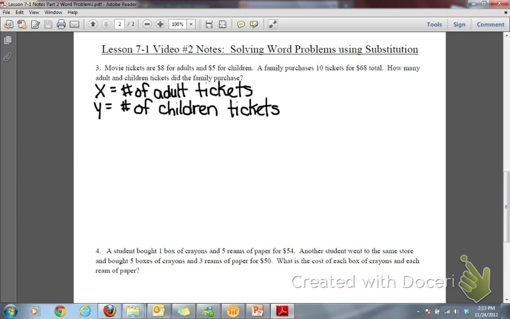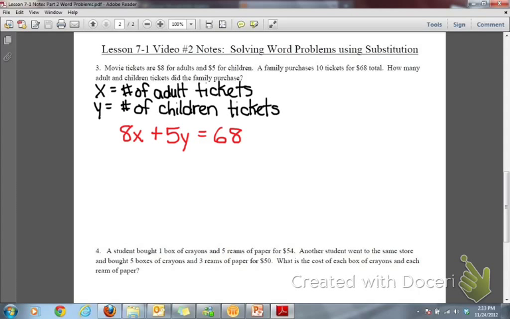Alright, now remember back when we graphed, I talked about how if there's money, like we're talking about two things here. We're talking about how many tickets they purchased, but there's money involved as well. So all of those money numbers are going to be in one of your equations. And so that should be pretty natural to you. 8x, because adult tickets were each $8, plus 5y, the children tickets were each $5, and they spent $68 total, so it equals 68.